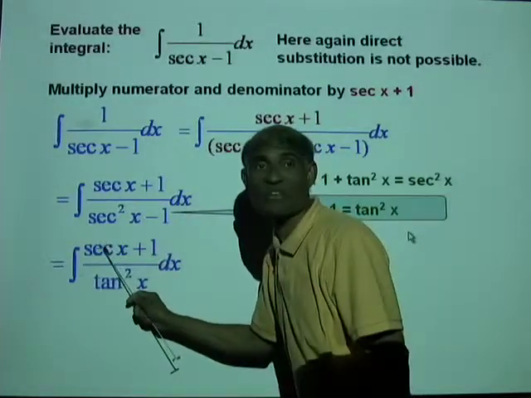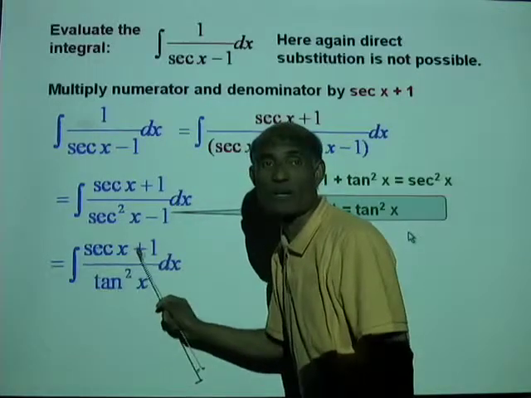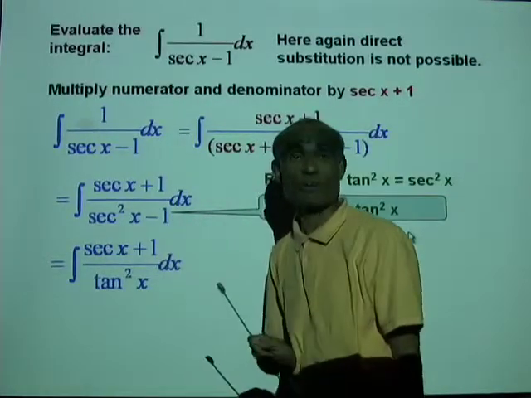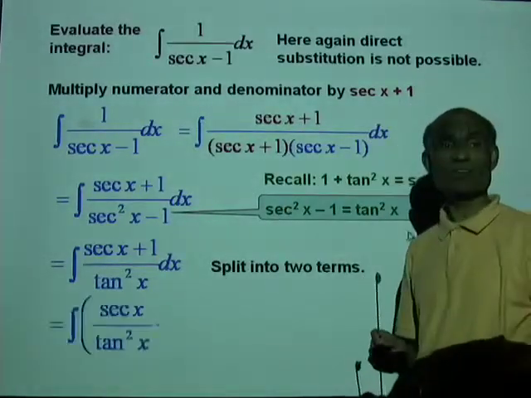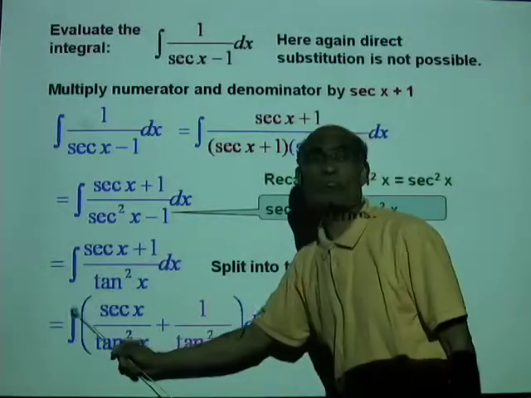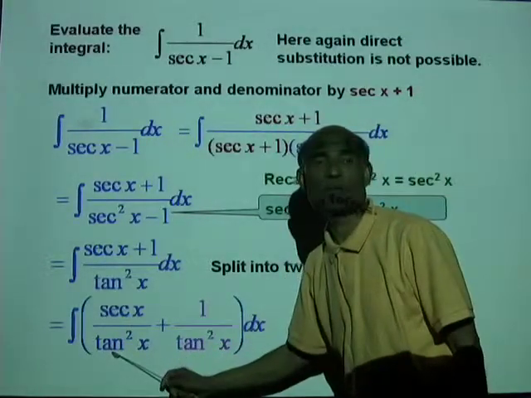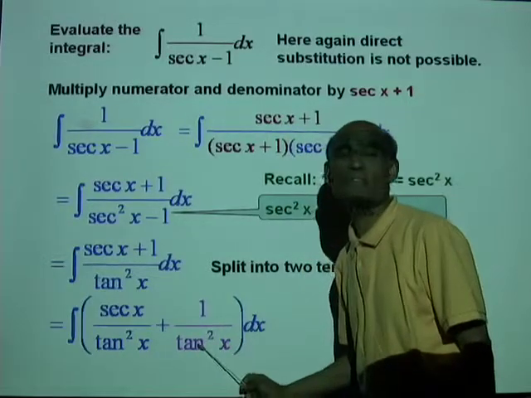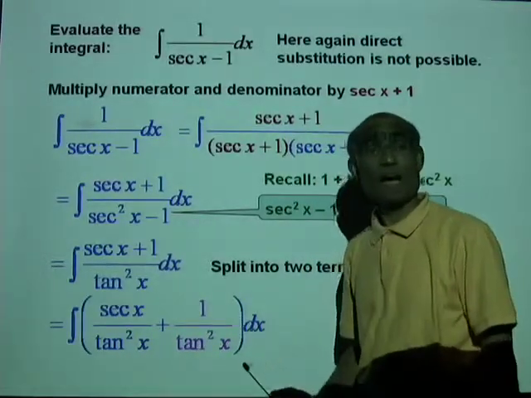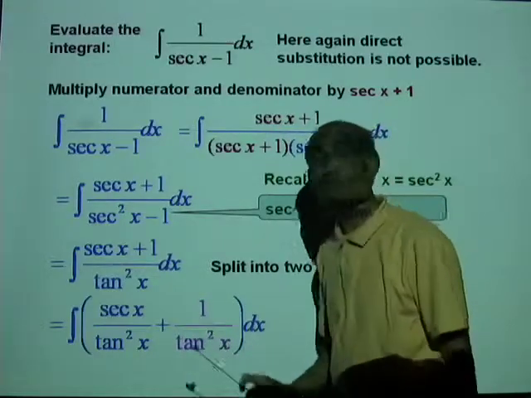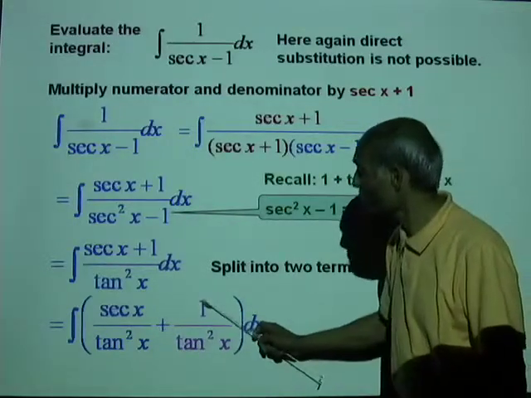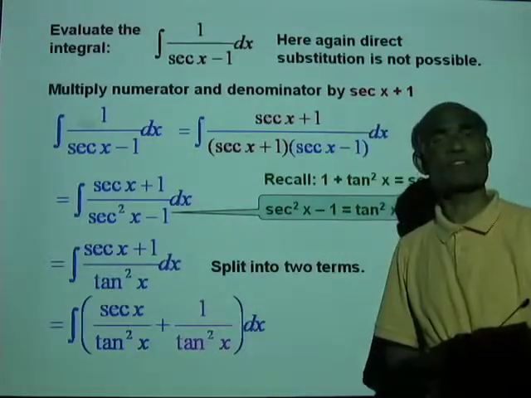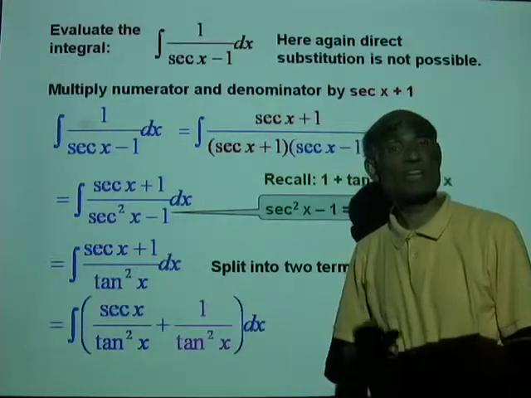You see, this can be written as secant x over tan squared x plus 1 over tan squared x. Is that right? Try that. So split this into two integrals, that are two terms. That would be integral secant x divided by tan squared x plus 1 over tan squared x dx. And then, again, using our knowledge of trigonometric identities, we will replace each of these. What is 1 over tan squared x? 1 over tan squared x is cotangent squared x.